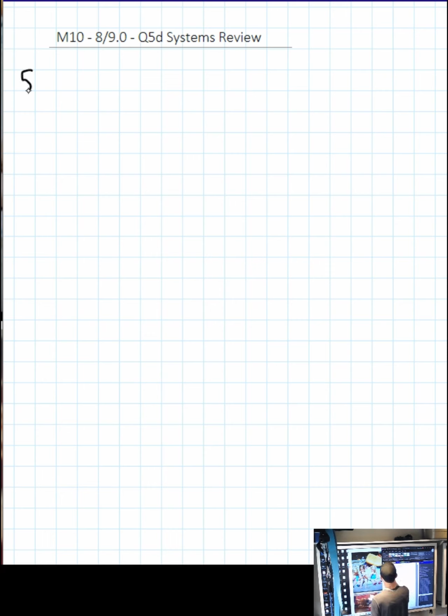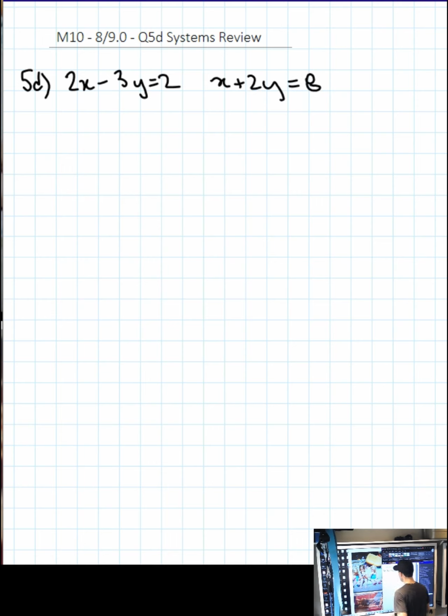Okay, we have 5D. This time we have the equation 2x minus 3y equals 2, and the equation x plus 2y equals 8. So, is 2x minus x, or plus x, 0? No. Is negative 3y plus or minus 2y 0? No. So, we need to take one of the equations and multiply it by a number to allow us to eliminate the terms.